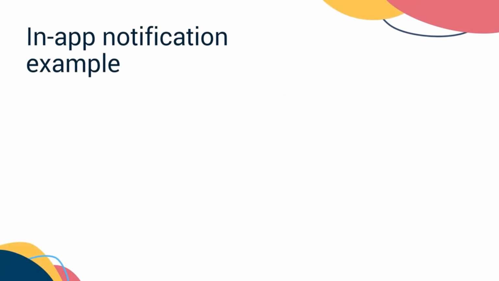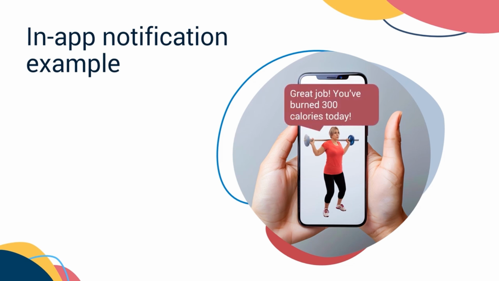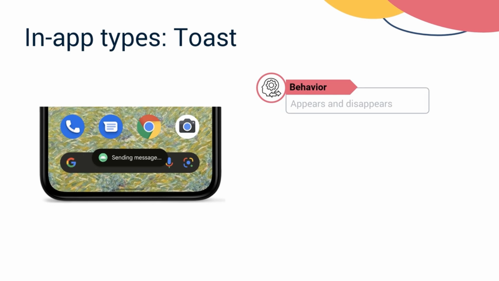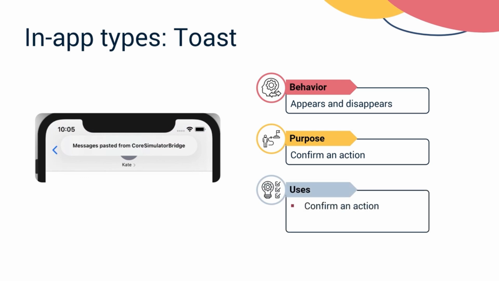For example, consider a fitness app that uses in-app notifications to motivate users. When a user completes a workout, a message pops up saying, "Great job, you've burned 300 calories today." This provides immediate feedback and encourages the user to continue their fitness journey. This type of in-app notification, called a toast message, usually appears for a few seconds and then disappears. Toast messages provide feedback confirming an action such as saving a setting or completing a task.